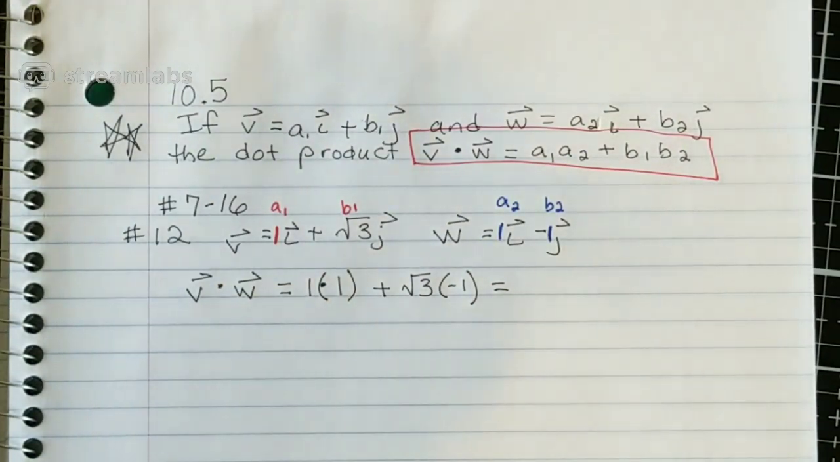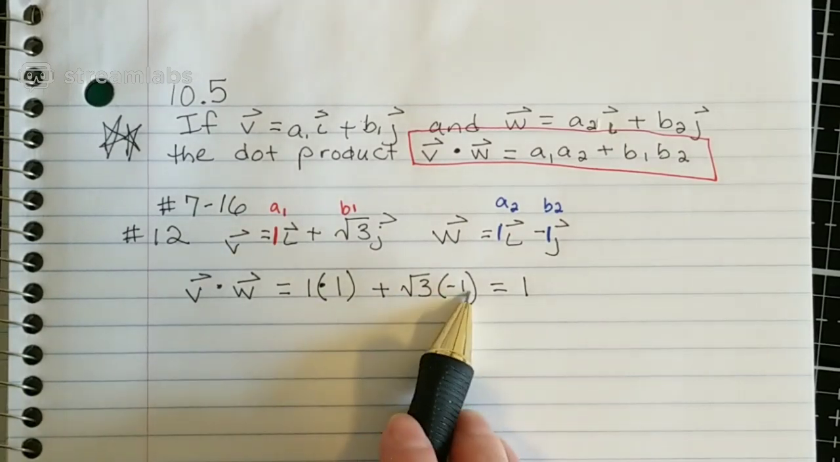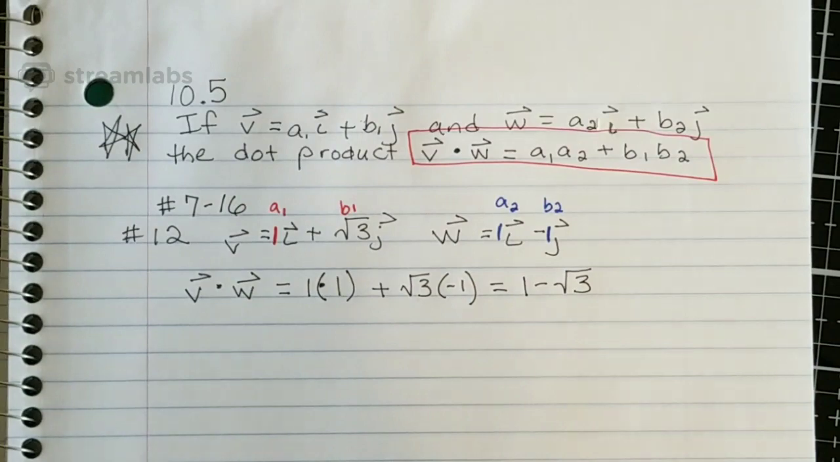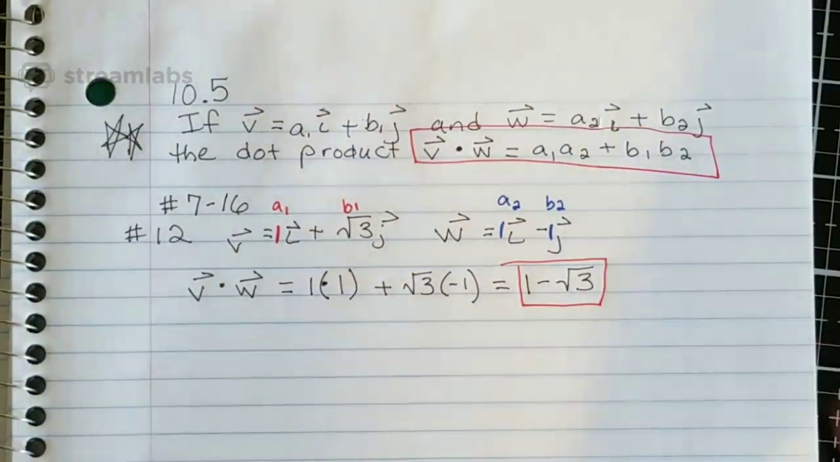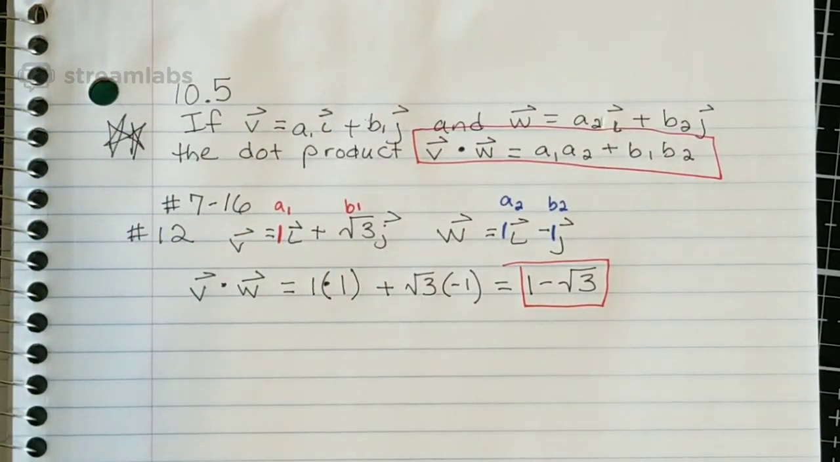Okay, so 1 times 1 is 1. And square root of 3 times negative 1 is negative square root 3. And that's your answer. And that's how easy it is. So that's a promise. You will have a problem just like that on the final.